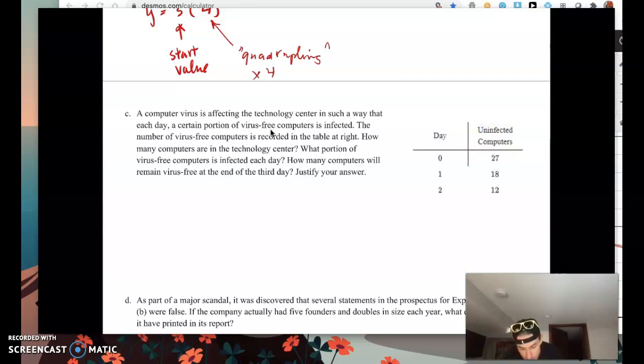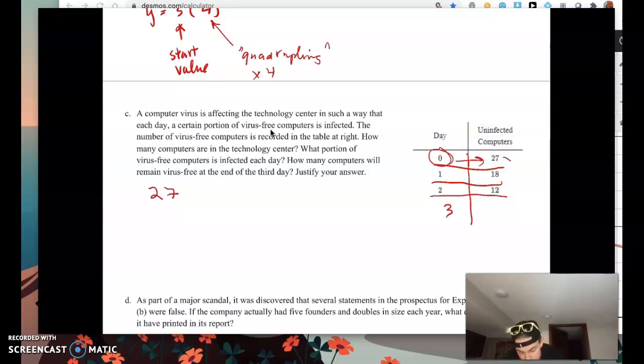All right, so I'm going to go ahead and continue this table. Maybe I'll even do this. I want to put a 3 in there. I want to figure out how many uninfected computers are going to be there. And the first thing I want to do is recall that when x is 0, this right here is going to be my start value. So how many computers are in the tech center? I'm going to go ahead and say 27, right? Because there's my start value.